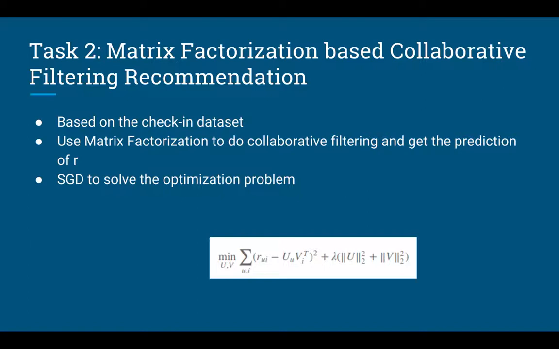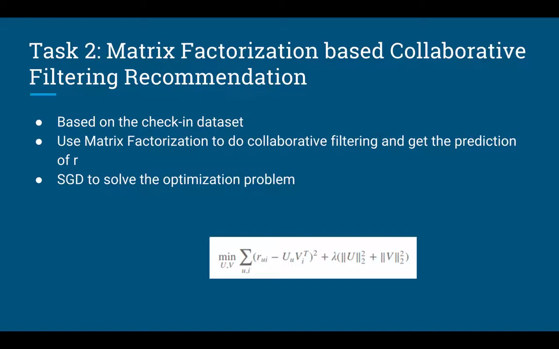And then for task 2, the matrix factorization based collaborative filtering recommendation. This is based on the check-in dataset, with user ID and POI check-in times as the rating for the POI. So this can generate a rating matrix. Now we can use the matrix factorization method to do the collaborative filtering and get the prediction of R.